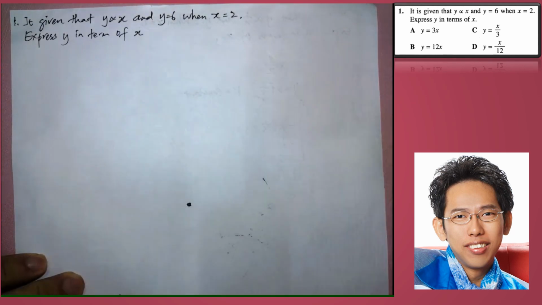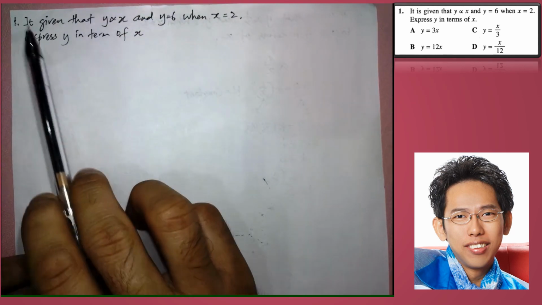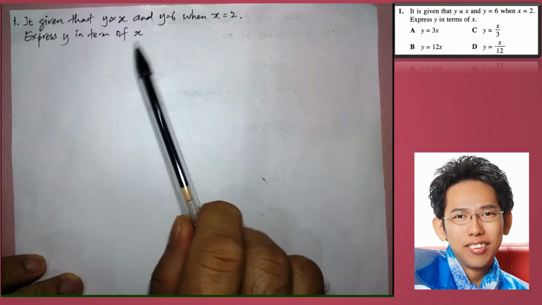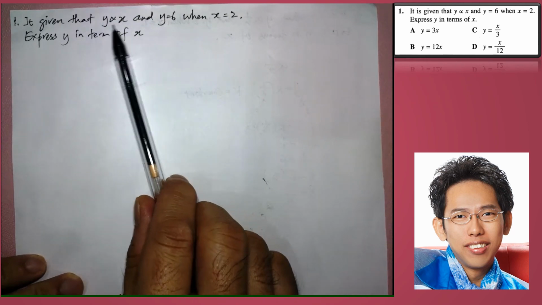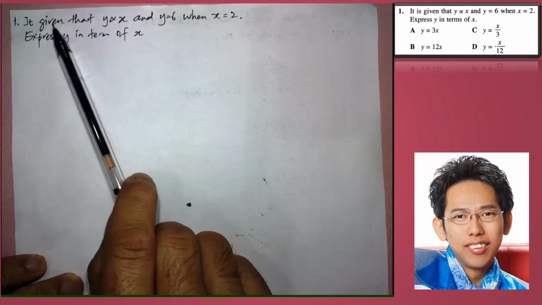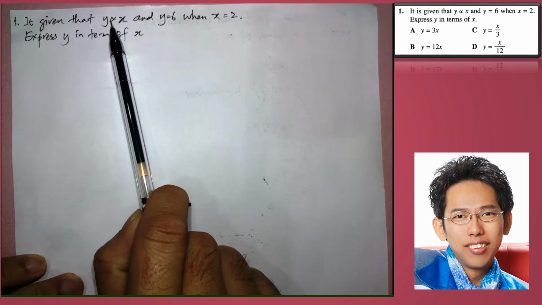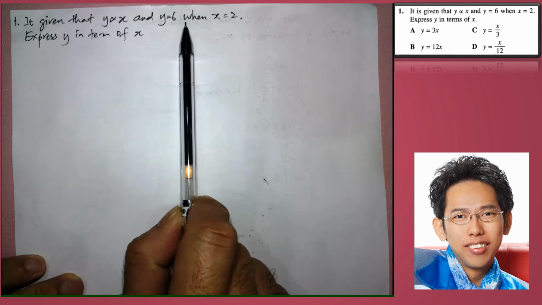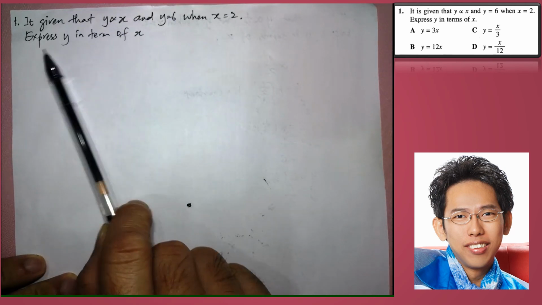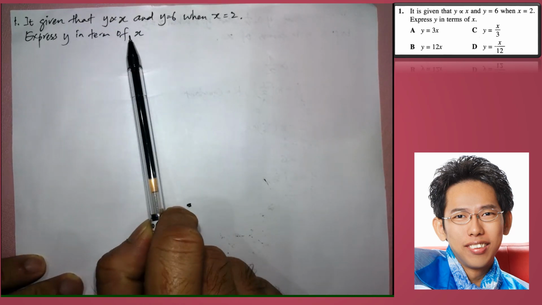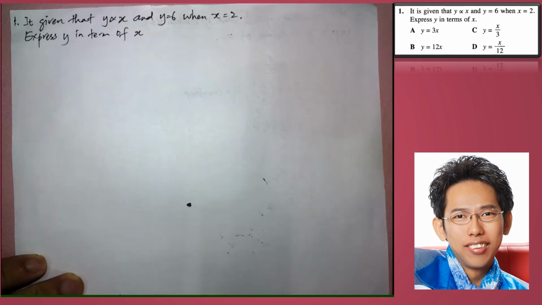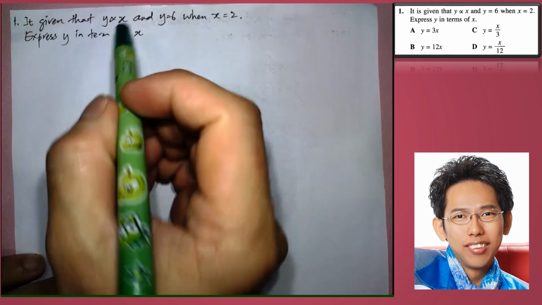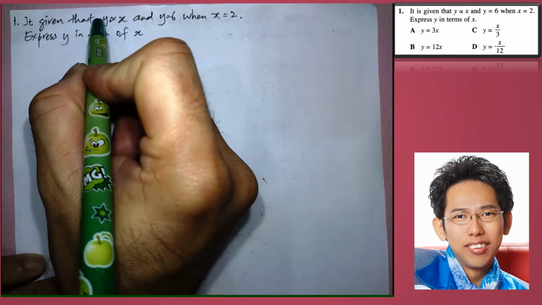So this one is another question, also the same thing. It's about direct variations. The question is over here: given that y varies directly to x and y equals 6 when x equals 2, express y in terms of x. So this one is about direct variations. Okay, this one means direct variations.